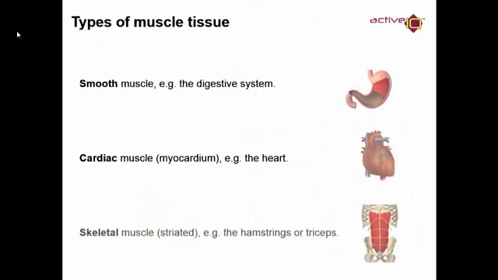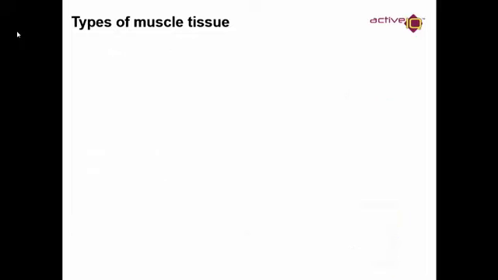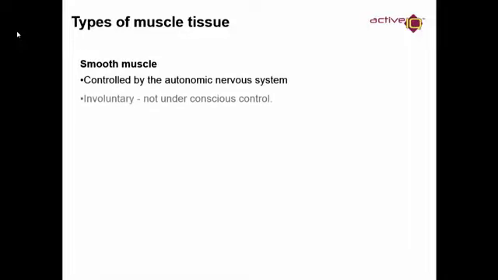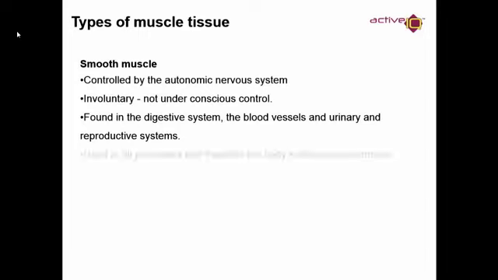Types of muscle tissue. So in the human body, guys, there are 3 types of muscle tissue. We have smooth, we have cardiac, and we have skeletal. Smooth muscle is automatically controlled by the nervous system, alright? So what that means is that we don't have any input. We can't use this smooth muscle as and when we want to, alright? It's normally found in the digestive system, also in the blood vessels and the urinary tract and reproductive systems.